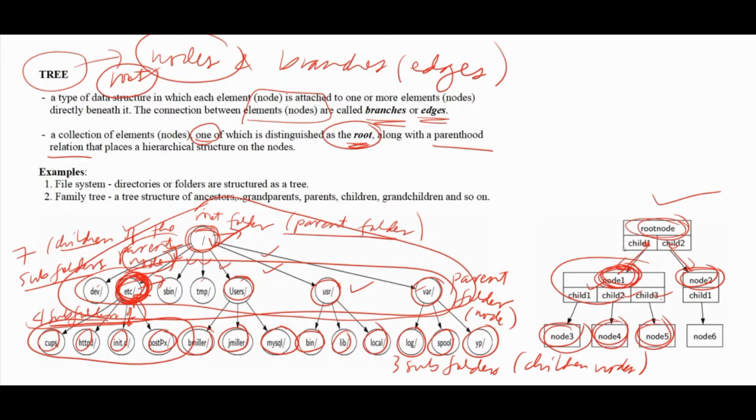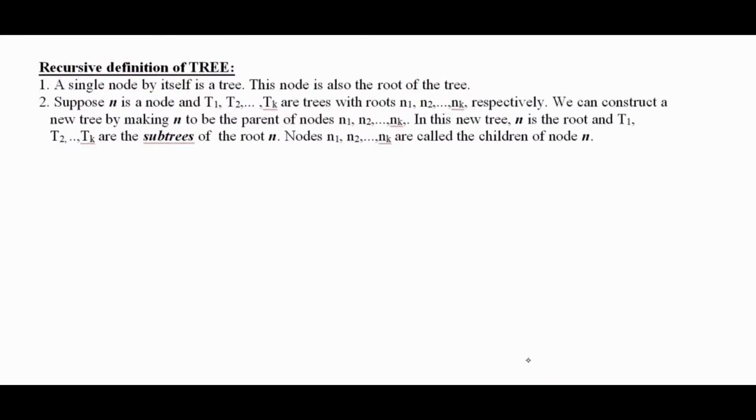And on this side, for the second child of the root node, we have a pointer, child 1, pointing to this child node, node 6. And all these nodes here could also have children nodes. So this may have 0 or more children nodes. The definition of the data structure tree is recursive. First, a single node by itself is a tree.